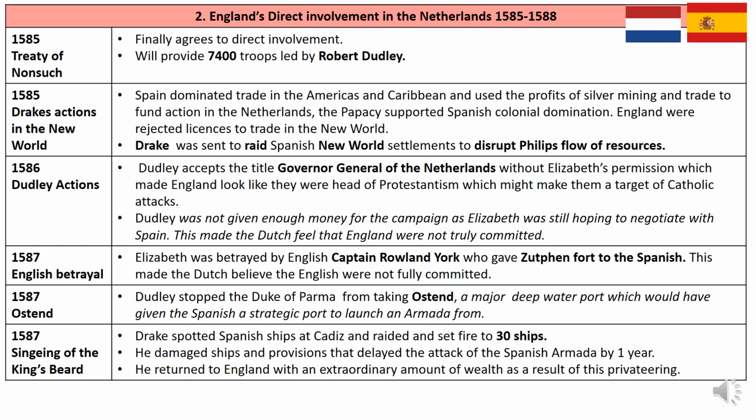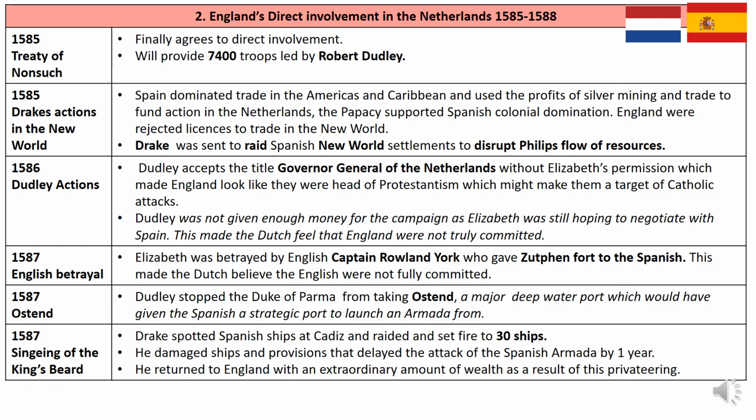Further, Elizabeth is betrayed by a few of her army here, and in particular Captain Roland York. He gives up Zutphen Fort to the Spanish, and he jumps onto the Spanish side, on the side of the Catholics, and this humiliates England and once again makes it look like we're not fully committed. Dudley manages to redeem himself in 1587 by stopping the Spanish Duke of Parma from taking Ostend.